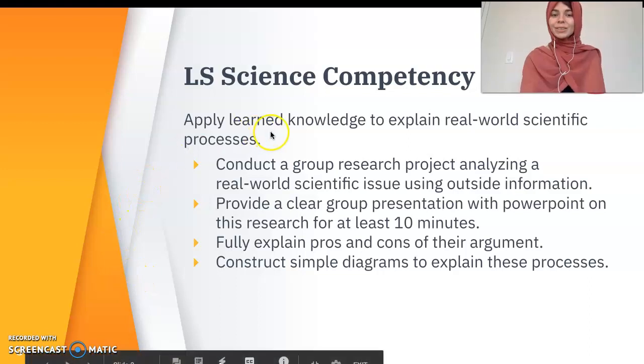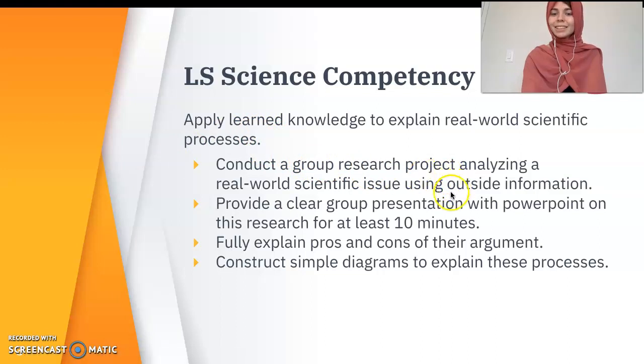So the competency is to apply learned knowledge to explain real-world scientific processes, conduct a group research project, analyzing a real issue using outside information, provide a group presentation, explain pros and cons, and construct simple diagrams. So I will say this is for 8th grade. Originally, this video might be a little bit more focused towards our 8th graders. For 7th graders, you're more than welcome to try if you want to be very brave. I know you guys are super smart also. But this one will relate a lot to kind of a presentation practice that we did earlier this year, focusing on natural resources for our 8th graders, okay?